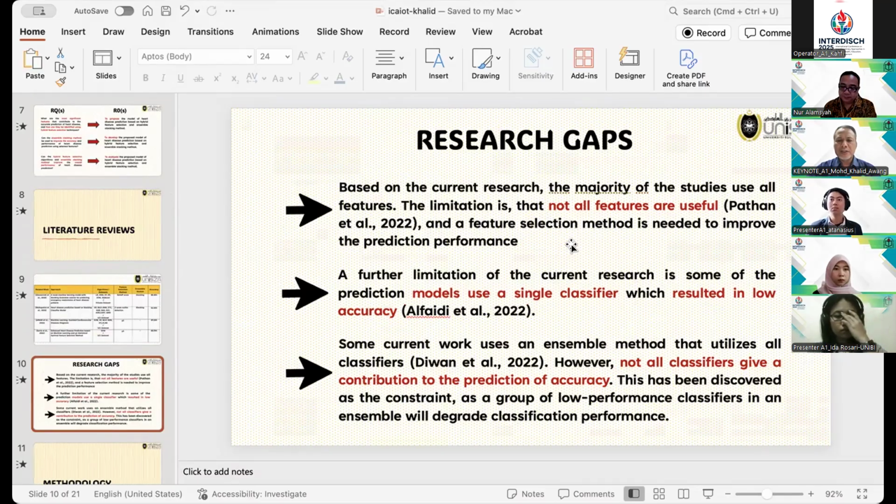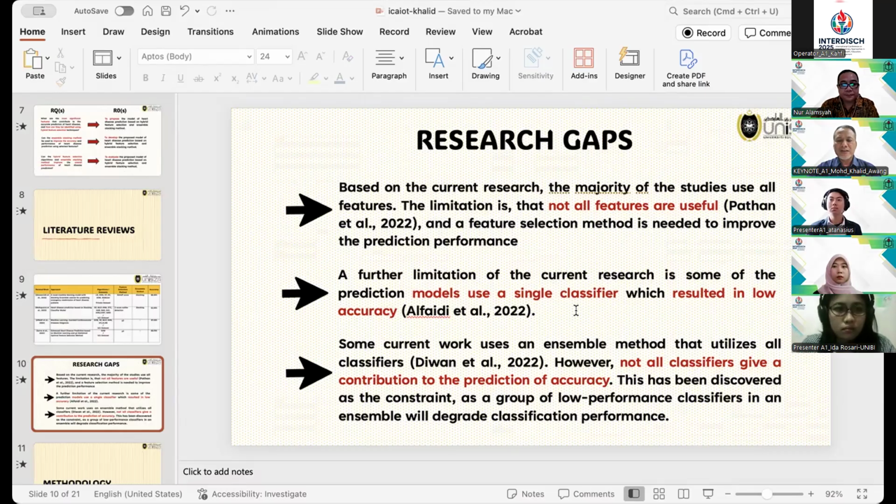Okay, and then from the research, we could find this research gap, which is related to our research problem just now. Okay, so based on the current research, the majority of the studies normally use all the features, and the limitation is that not all the features are useful. Like we said just now, if we include features which are not important or relevant, it might deteriorate or reduce the performance accuracy. So the feature selection method is needed to improve the prediction performance.